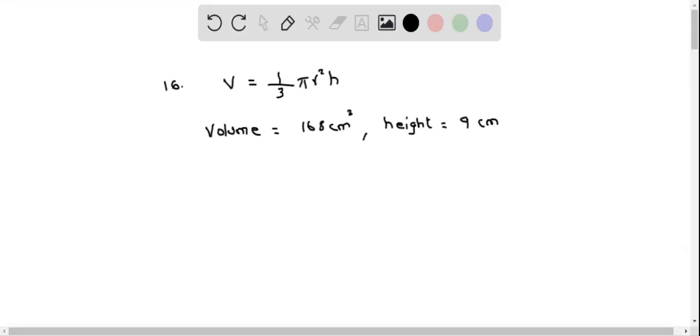In question 16, we determine the radius of a cone given that the volume equals 168 centimeter cube and the height is given as 9 centimeter. So let's utilize this volume formula to determine the radius. We have volume equals 1/3 pi r squared h.